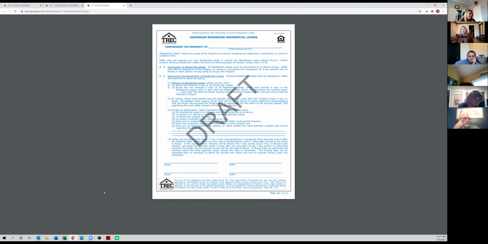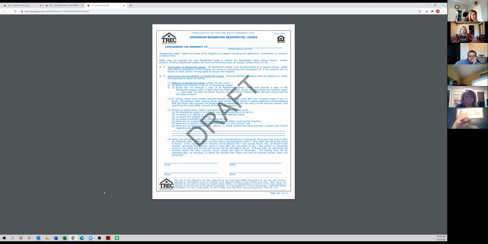So this addendum regarding residential leases is going to say, either all residential leases, or there may be a residential lease, but we're going to terminate it before closing. So that would be A. Or B, you're going to get an assignment and you get the property with this tenant in it. Good luck. Here's all the information. And then it says the deposit is going to be transferred at closing, any prorated rents, and it just goes through what that looks like.